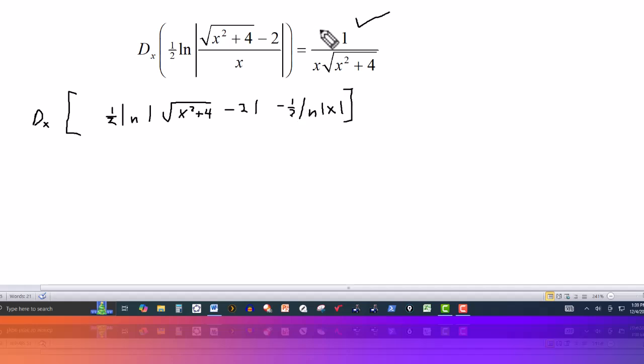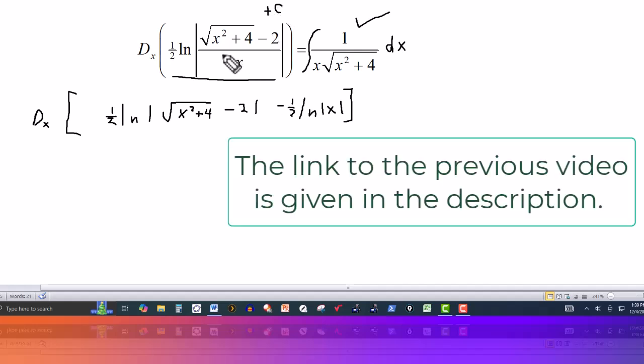So in the previous video, we had the integral of this. Integral of 1 over x, square root of x squared plus 4. And we got this answer over here. And it was plus the constant of integration. Now I left that off because the derivative of a constant is going to be 0 anyway. So this is basically checking the answer. Okay, now we're going to take the derivative.